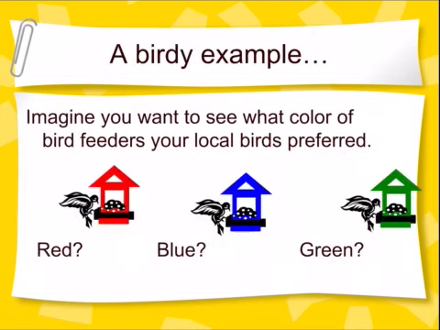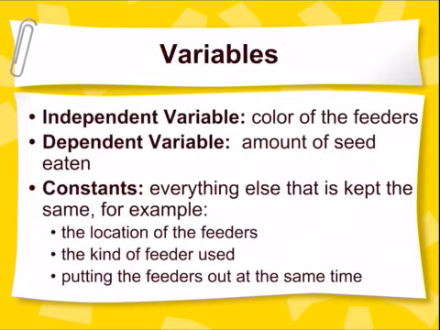Okay, another example. Here I have 3 different bird feeders, and I want to know which color bird feeder the local birds preferred. So in this case, the only thing that changes between each feeder is the color. So the color is our independent variable. Then I can measure maybe how much seed is left, the number of birds I observed visiting, to determine which color the birds liked better. So that would be my dependent variable. So we'll go with amount of seed eaten.